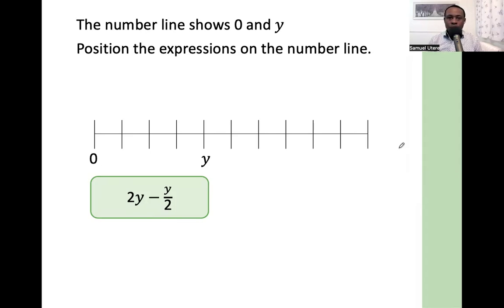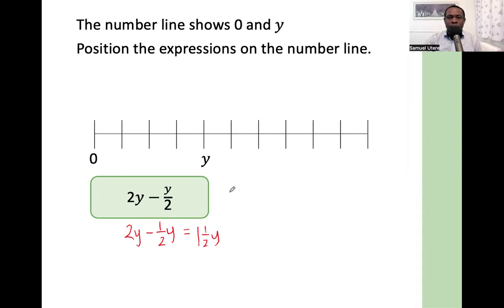Now, I want you to know that we can rewrite 2y minus y over 2 as 2y minus half y, right? If I ask you what is 2 minus half, you will tell me it's 1.5. We just have y in front. It's not much different, so this is 1.5y. So what they're actually asking us is to show where 1.5y would be.